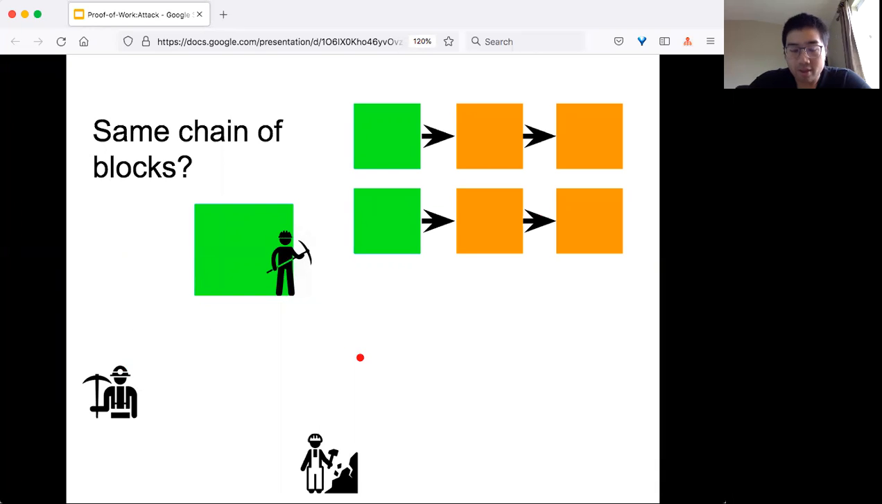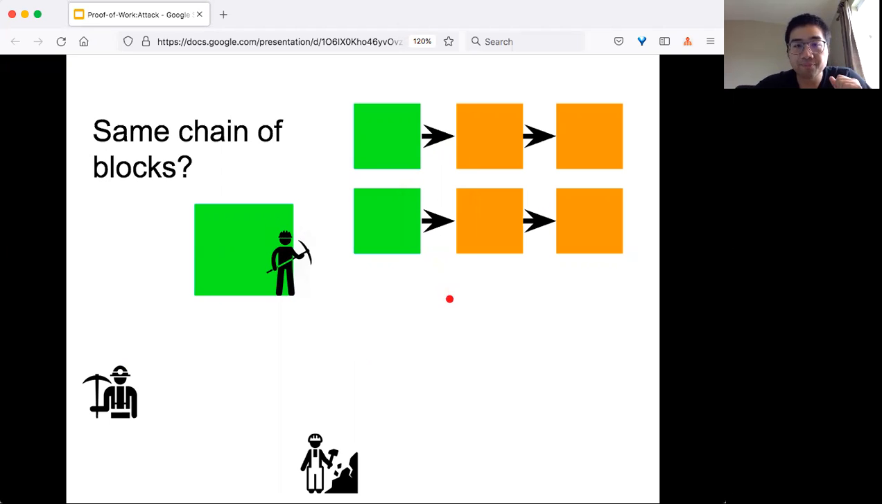Now let's look in more detail at the consensus protocol. The key is to ensure the ordering of blocks is the same, and to ensure that everyone has the same chain of blocks. So in this case, if only one miner finds the content of the block for this slot, then everyone has the same blockchain.